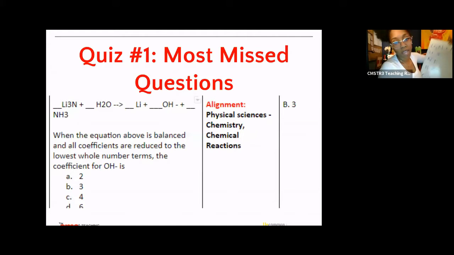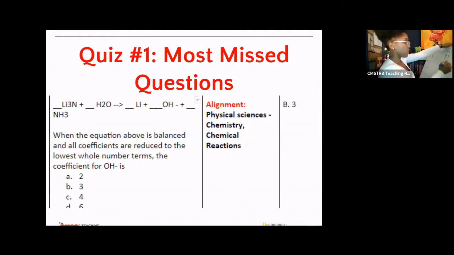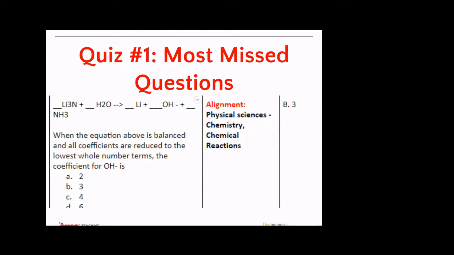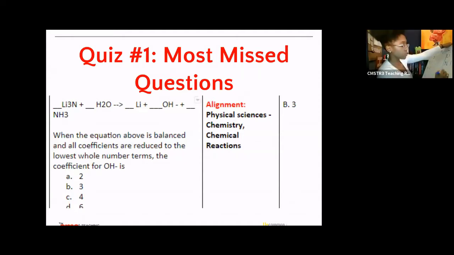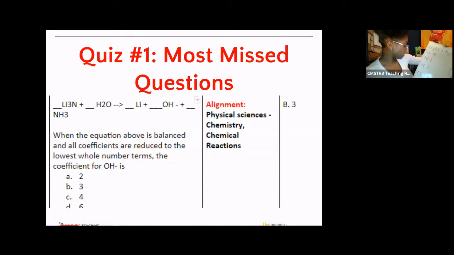Now, on the other side of my arrow, how many lithiums do I have? 1. How many nitrogen? 1. Be careful with this one. How many hydrogens do I have? 2. 3. No, 4. 3 plus the 1 by itself, so there's actually 4. And how many oxygens? 1. So as of right now, the only things that are balanced are the nitrogens and the oxygens.